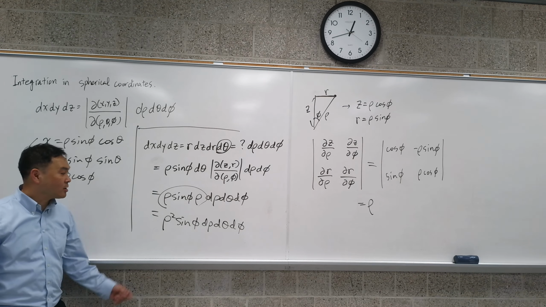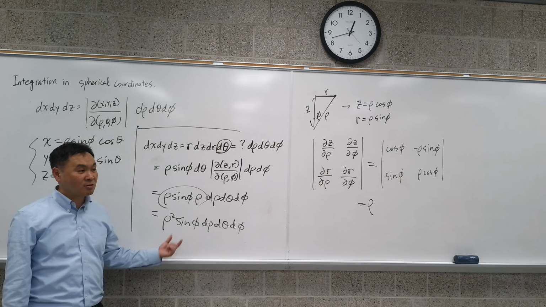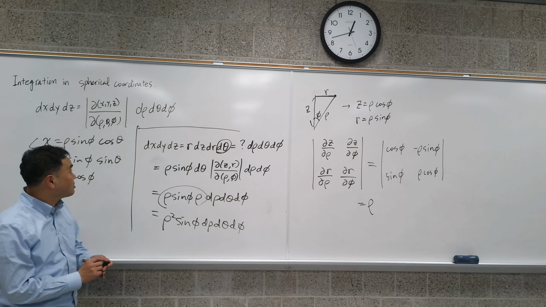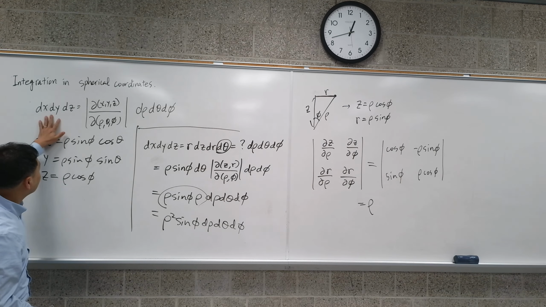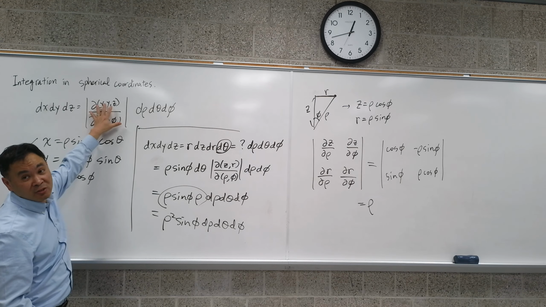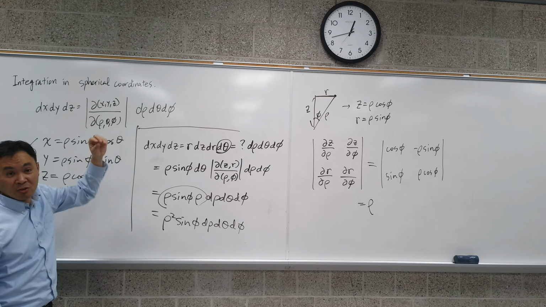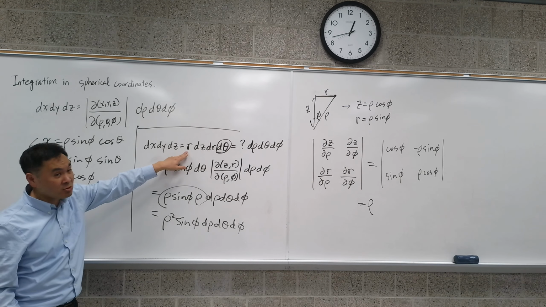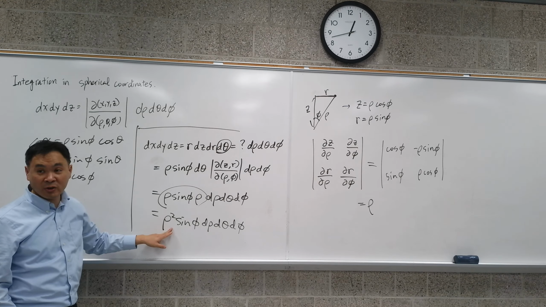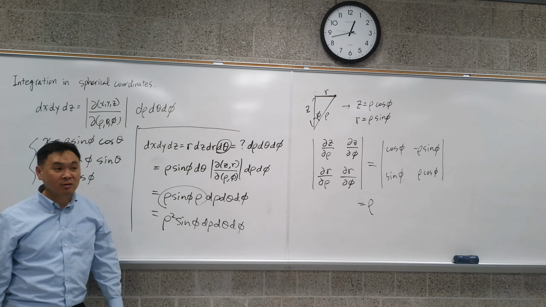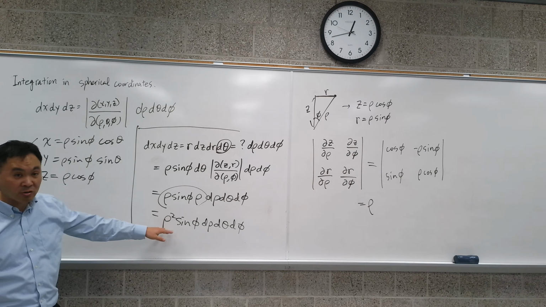So you can gain some more confidence with this. At the end of the day, what I'm really trying to say is that whenever you convert from the rectangular coordinate system to a spherical coordinate system, you need to have some factor that would fix the changes in the coordinate system. For the cylindrical, it was r, but for the spherical, this is rho squared sine phi. This is really important, okay? So I'll show you how to do calculations using this next time.